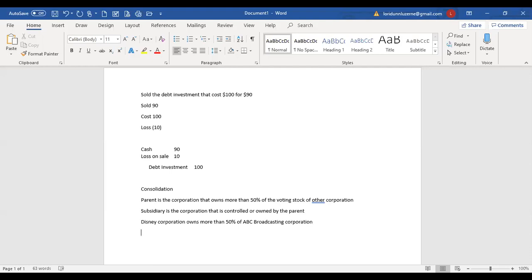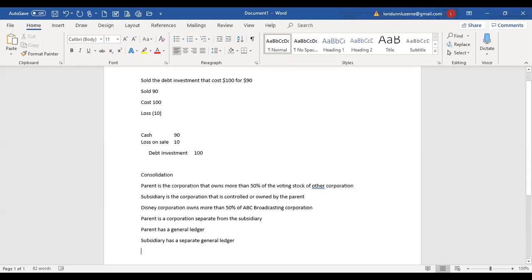But at any time, that could change. Disney may say, we don't want to own them anymore, and they'll sell their stock, let somebody else own them, or maybe nobody will own them in particular. But the key here is that the parent is a corporation separate from the subsidiary. So they both have their own stock, okay? So the parent has a general ledger, and the subsidiary has a separate general ledger. Remember, at any time, the subsidiary can be sold.